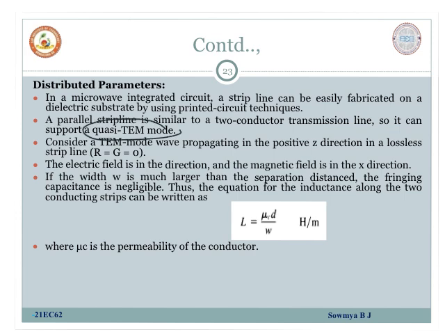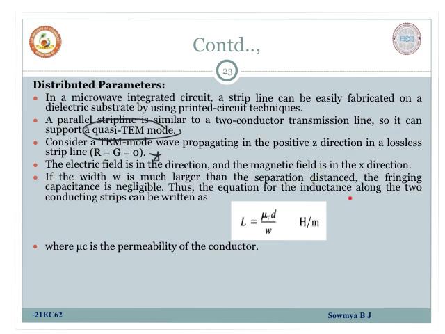Now, consider a TEM mode wave propagating in the positive z direction in a lossless strip line. Lossless strip line in the sense R is equal to G is equal to 0, and there is a TEM mode which is propagating in the positive z direction. The electric field is in the y direction and the magnetic field is in the x direction. Sorry, here the electric field is in y direction, it is not mentioned. And if the width W is much larger than the separation distance, the fringing capacitance is negligible.